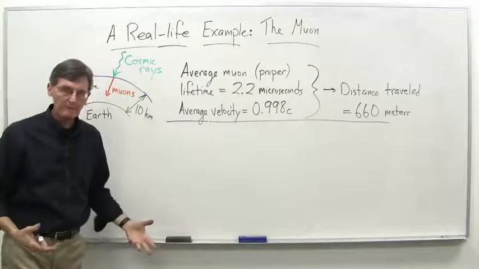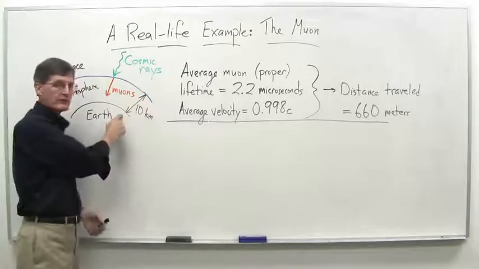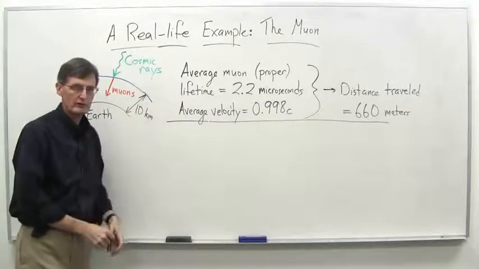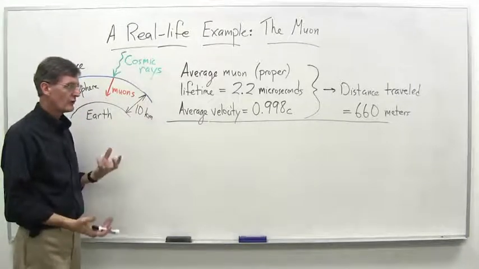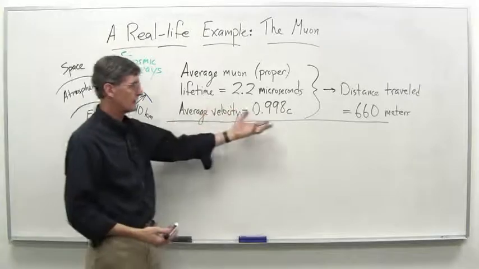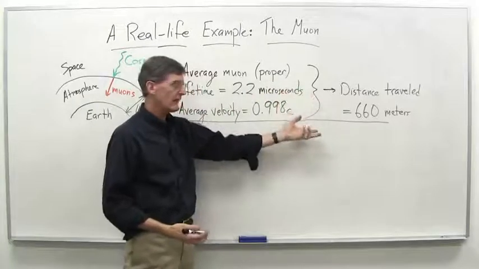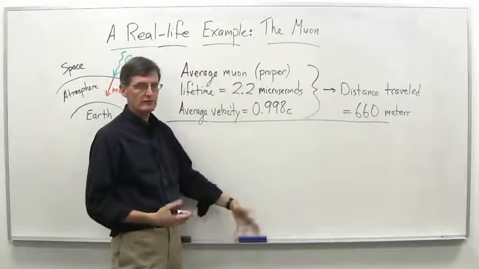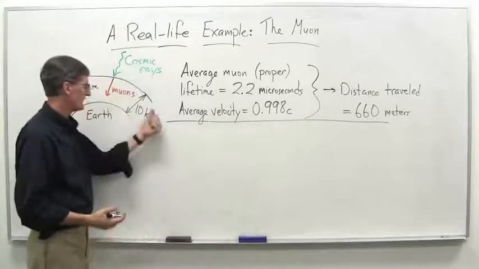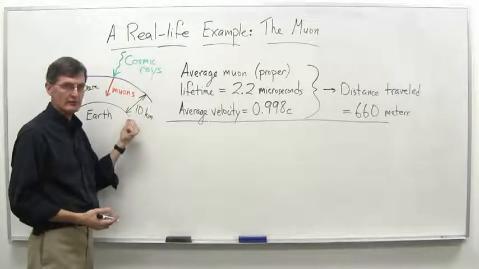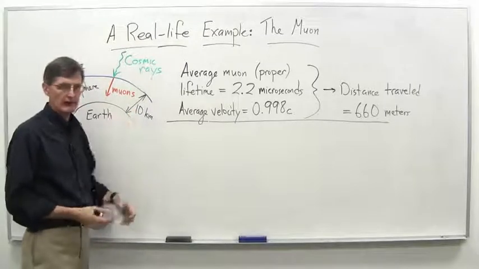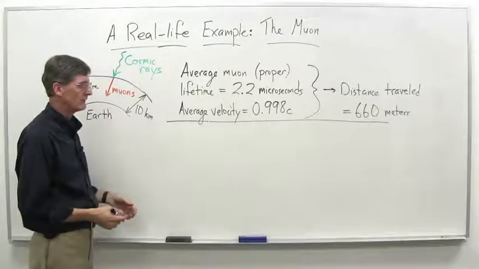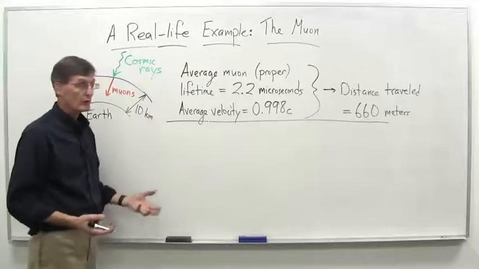There's a problem here, however, because at the surface of the Earth, 10 kilometers below where these muons are being generated, we see a lot of these muons. So what's going on? Because according to the calculation here, they can only travel on average 600 or so meters, 600, 700, something like that, and yet they have to go 10,000 meters to get down to the surface of the Earth where we observe them. And we know they are created at about a height of 10 kilometers. So what's going on with that?